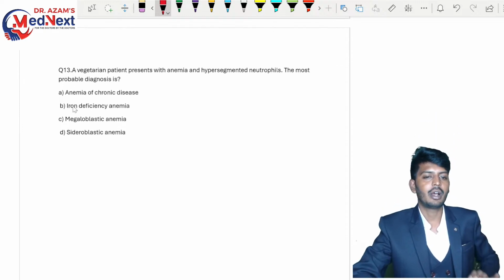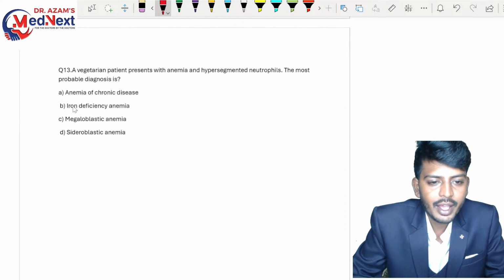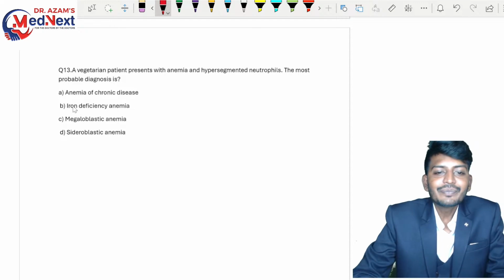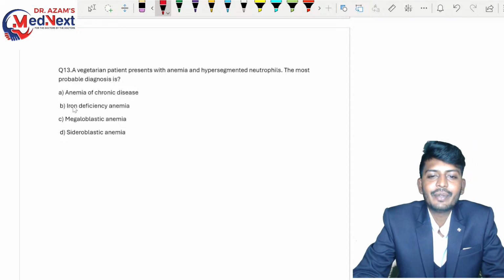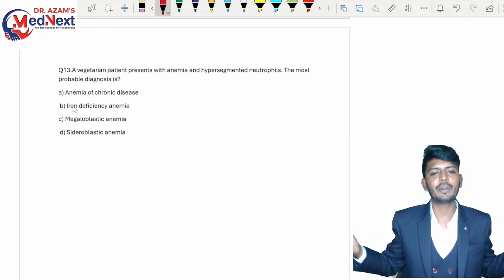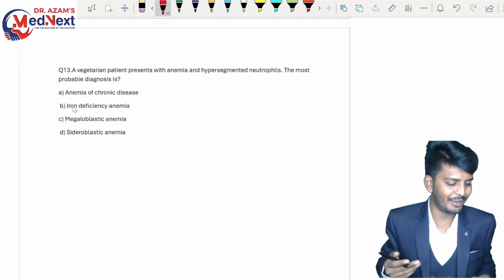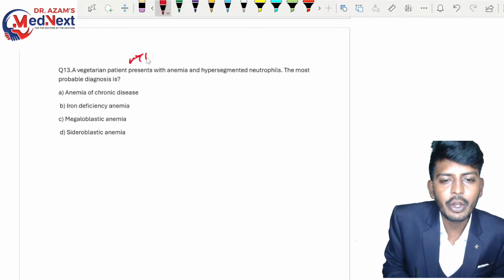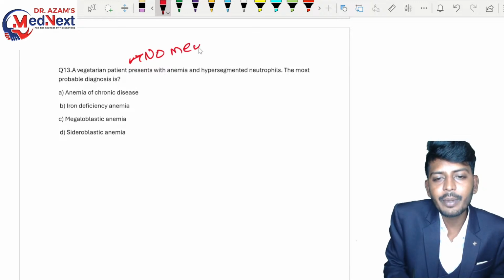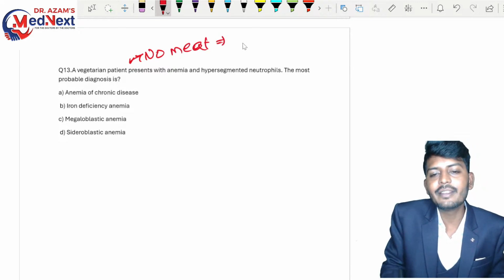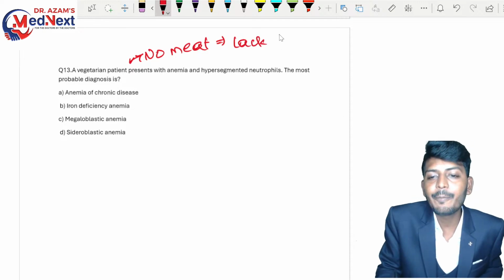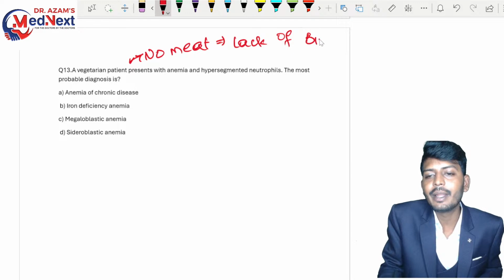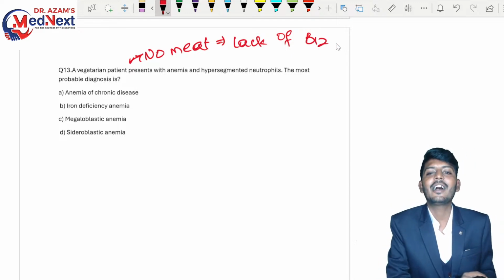ओके, चलो. ये वेजिटेरियन, ये कोई मेरा दोस्त है. ओके, ऑलराइट. A vegetarian patient presents with anemia and hypersegmented neutrophil. What is the most probable diagnosis? अरे इतना आसान क्वेश्चन, क्या बात कर रहे हो. Okay, so he's a vegetarian. Vegetarian means automatically no meat. So no meat means there is a lack of meat के. So if vegetarian के अंदर lack of possibility, lack of which vitamin? B12 sir. There is a possibility a lack of B12.